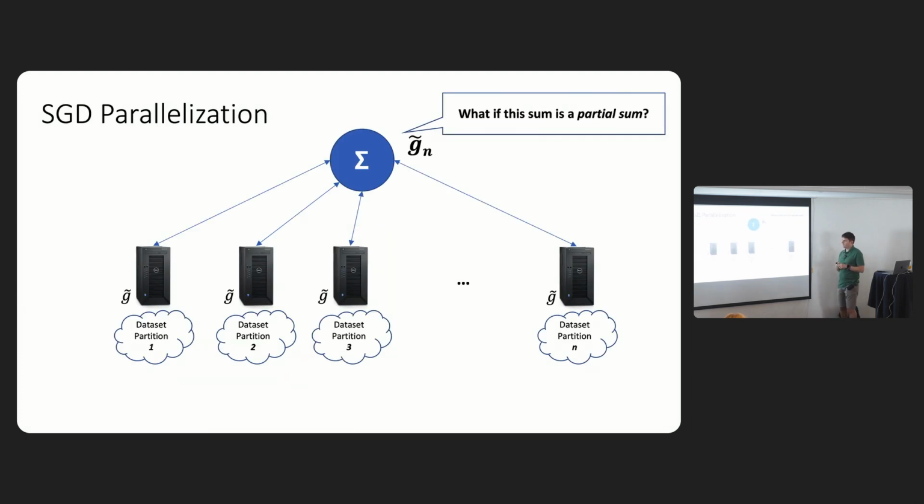Good. So basically, we're again in the HTD parallelization case, and remember that we were doing sums at every iteration, at every step. But now we're asking, what if this sum is a partial sum? And what if different nodes see different partial sums? This is the key question here.